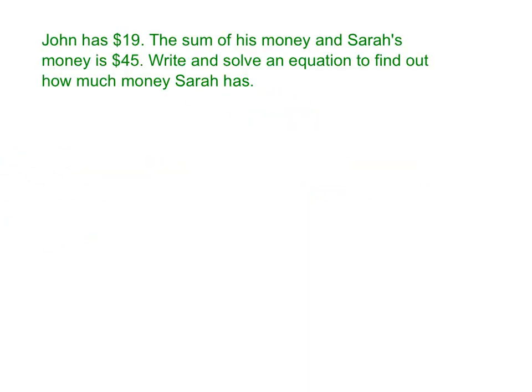So last thing today, looking at a couple story problems, trying to set up a one-step equation to solve. So this says John has $19. The sum of his money and Sarah's money is $45. Write and solve an equation to find out how much money Sarah has. So this is easy to think about in your head, but write and solve. So let's just be clear. John has $19. We have 19. We don't know what Sarah has. So let's say our variable would be S.